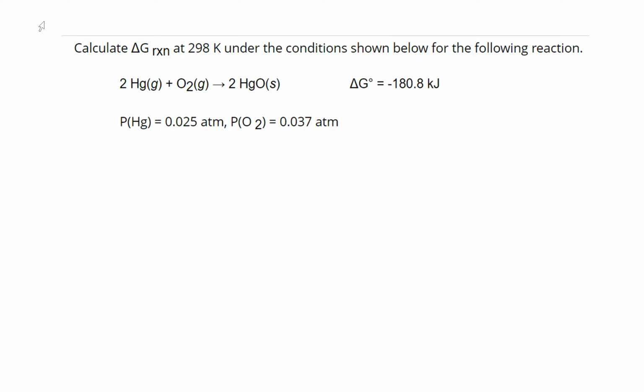Calculate delta G of reaction at 298 Kelvin under the conditions shown below for the following reaction. 2 equivalents of mercury gas plus O2 gas react to form 2 equivalents of mercury oxide. We have a delta G naught of negative 180.8 kilojoules. And we have the pressure of the gaseous components given.